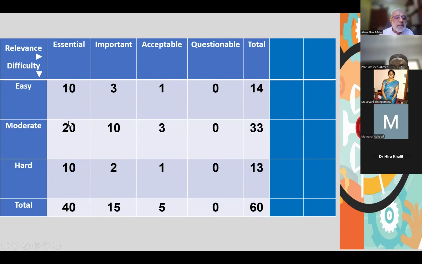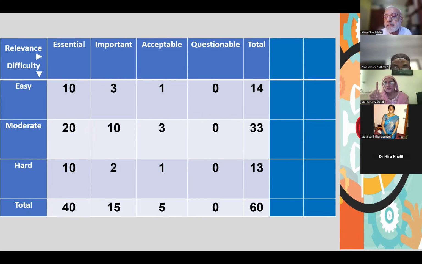So if we see, basically the majority of questions come in the moderate category. So this is how the table is filled. And we think that all the questions are relevant. None of the questions is questionable. So, is this table clear to everybody?